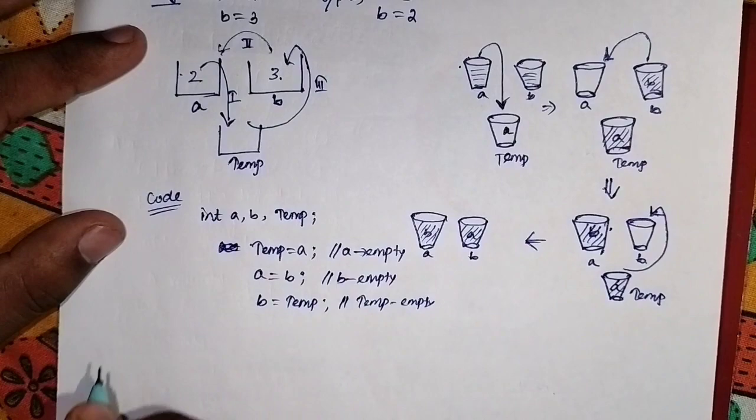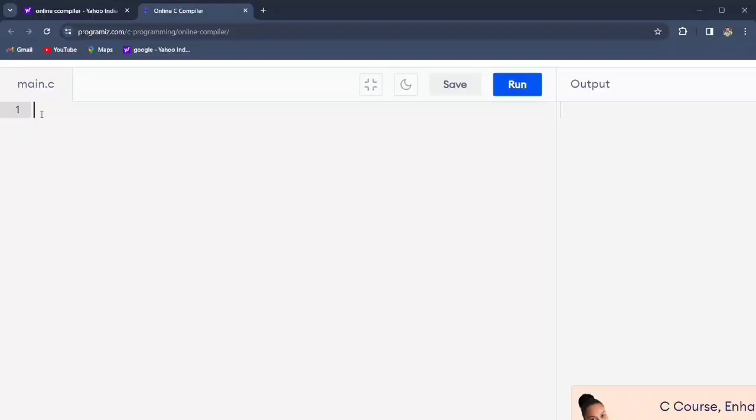Now the temp variable is empty. Print the value of A and B. You will find that the values of A and B have swapped. Let's go to the code editor and run this code.